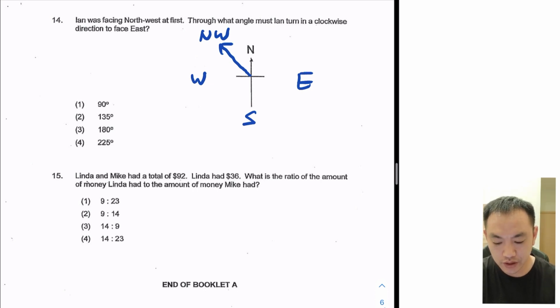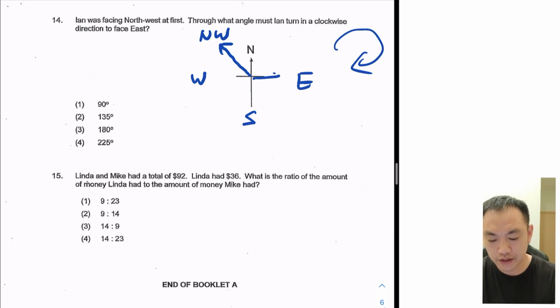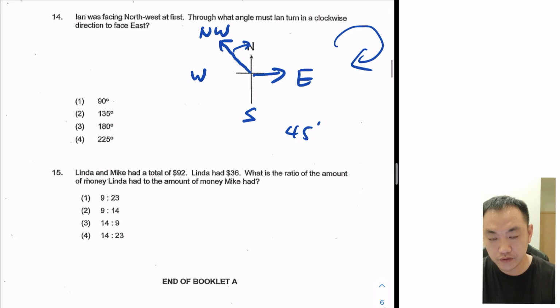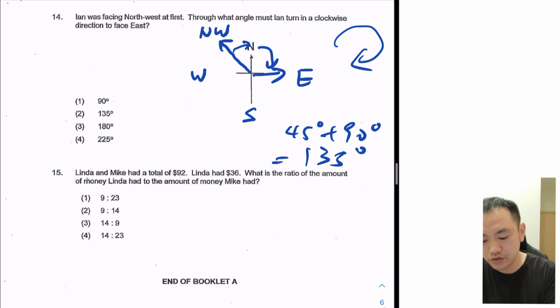So Yen needs to turn clockwise. Clockwise meaning this direction. Okay, so he wants to face east at the end. So Yen needs to turn from northwest to north, which is 45 degrees. And then from north to east is 90 degrees. So if you add them together, the total is 135. So the answer is 2.